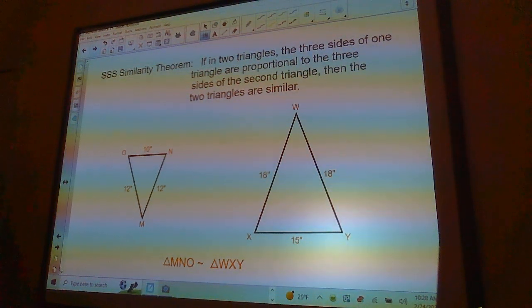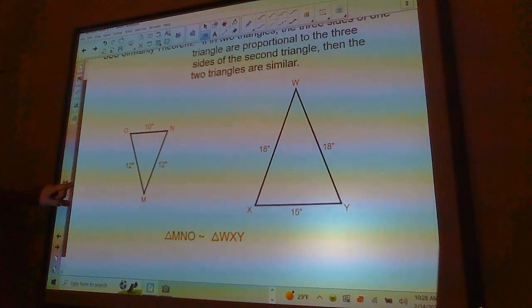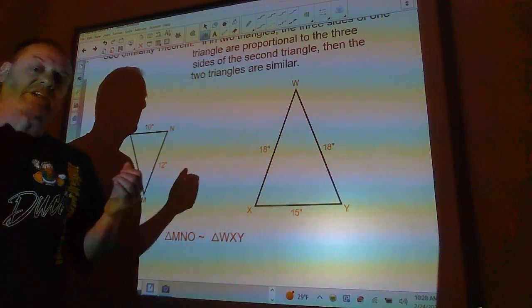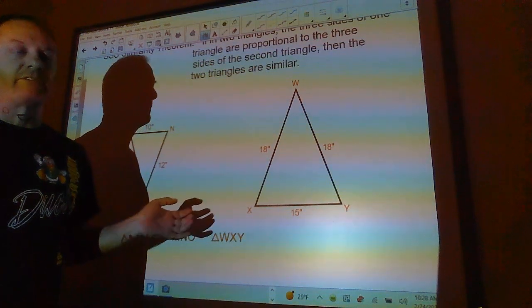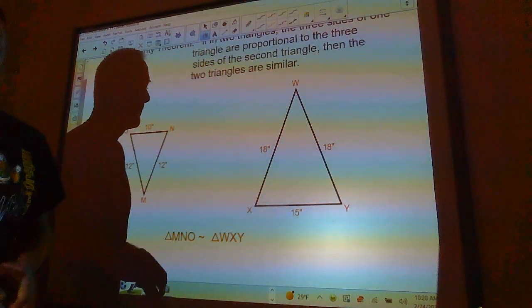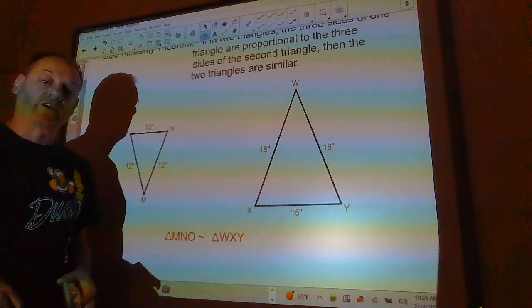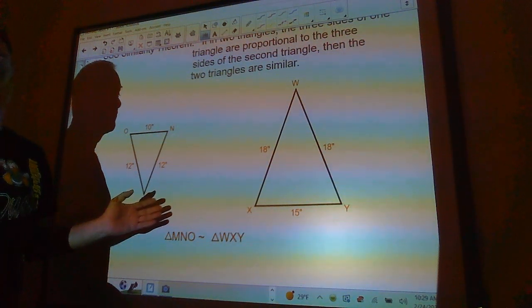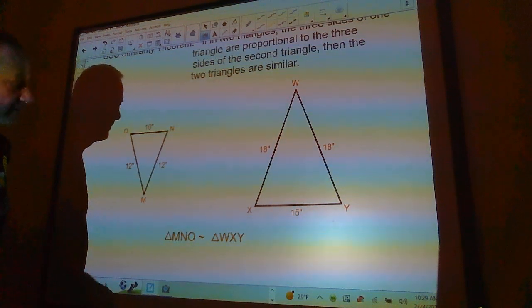Side-side-side similarity. Okay, if in two triangles, the three sides of one triangle are proportional to the three sides of the second triangle, then the two triangles must be similar. Okay, so very much like triangle congruence. Remember triangle congruence, side-side-side said if the three sides of one triangle are congruent to three sides of the other triangle, then the two triangles are congruent. Well, this one says if they are the same proportion, then they're similar.